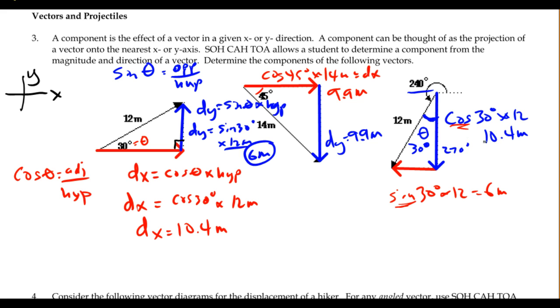So it's not that you always use cosine in the x and you always use sine in the y. You have to determine which is the adjacent side and which is the opposite side. So you really need to draw a picture each time, make sure you've got everything oriented right, and then use one of your angles to figure it out.